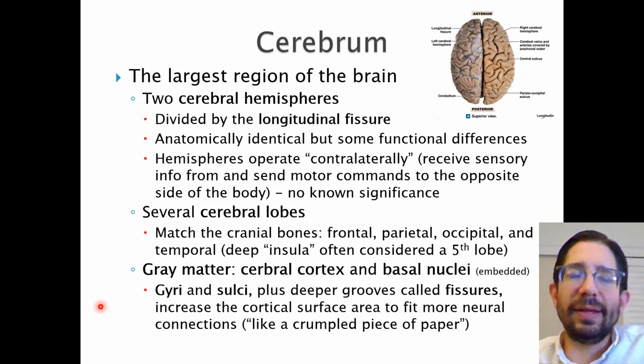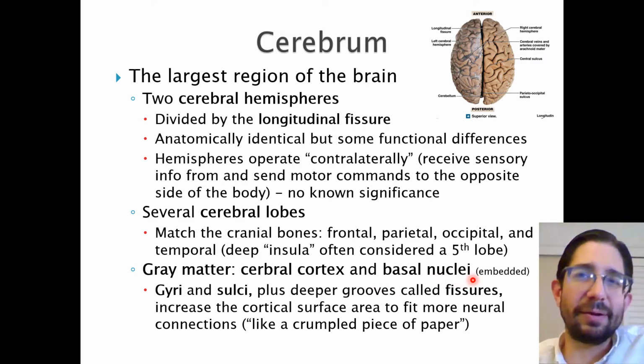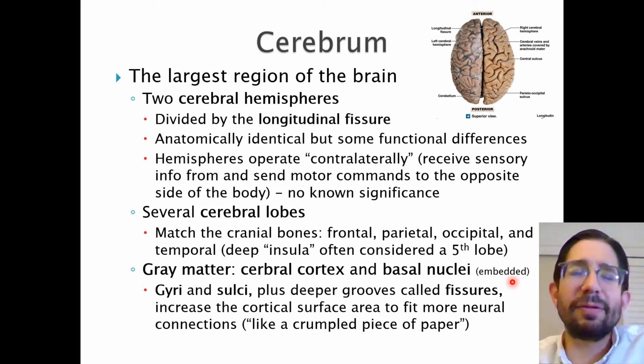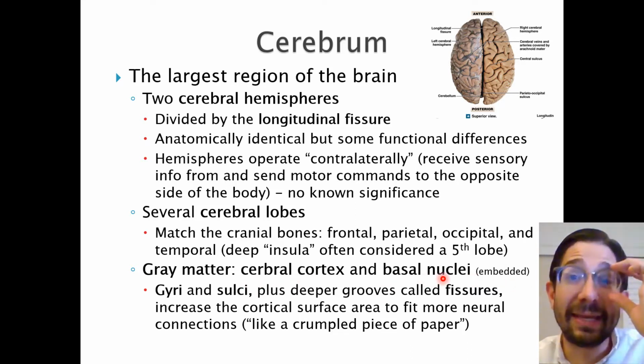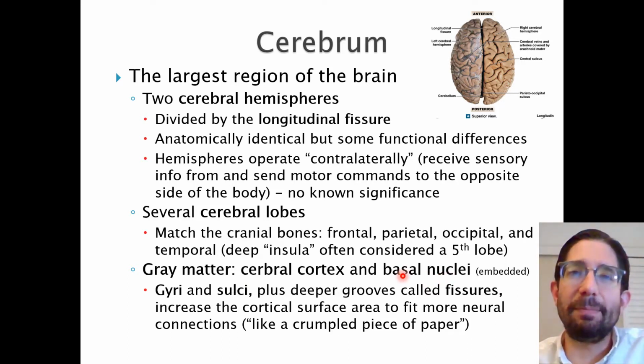And previously, in our intro to the nervous system, we talked about gray matter and white matter. Gray matter in the brain includes the cerebral cortex, the outer portion of the cerebrum, and there are basal nuclei. Remember, this term nuclei in this case we're saying is a bundle of gray matter, which is just cell bodies, a bundle of cell bodies embedded elsewhere in the brain. So not in the cerebral cortex, but a little island of gray matter. We call them basal nuclei.